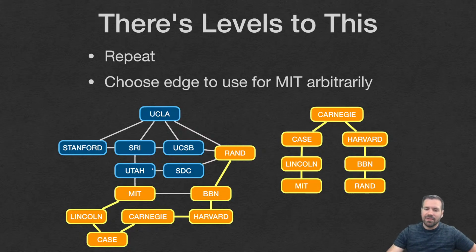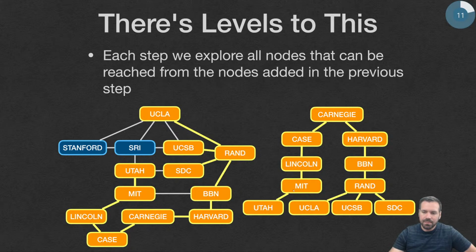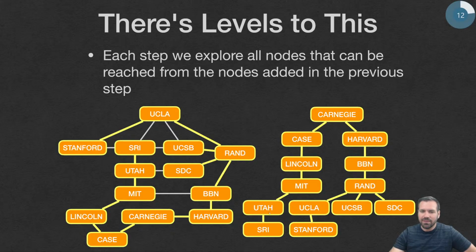And MIT is going to find Utah. Rand's going to find these three nodes. No choices to be made here. And then we have three separate nodes all fighting over SRI, and UCLA is the only one who could find Stanford. So UCLA has to have Stanford, and I gave SRI to Utah. So this edge was used. These two edges were not. Any of these edges here were not used in the run of BFS to find a new node. So I don't put them in my other graph.